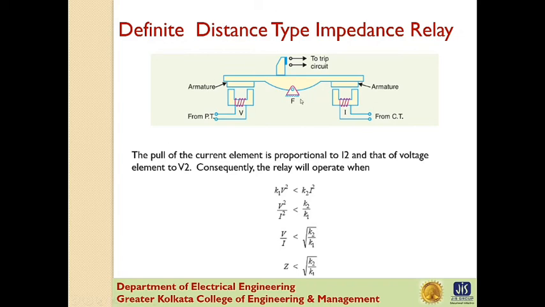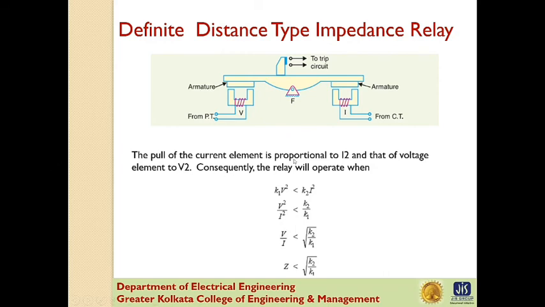Now, how does it operate? Under normal operating condition, the pull due to the voltage element is greater than the current element. So the moving contact does not bridge with the fixed contact. But whenever a fault occurs, the voltage is decreased and current is increased. So the pull by the current element is greater than the pull by the voltage element. And this makes the moving contact bridge with the fixed contacts, and therefore the relay closes the trip contacts.